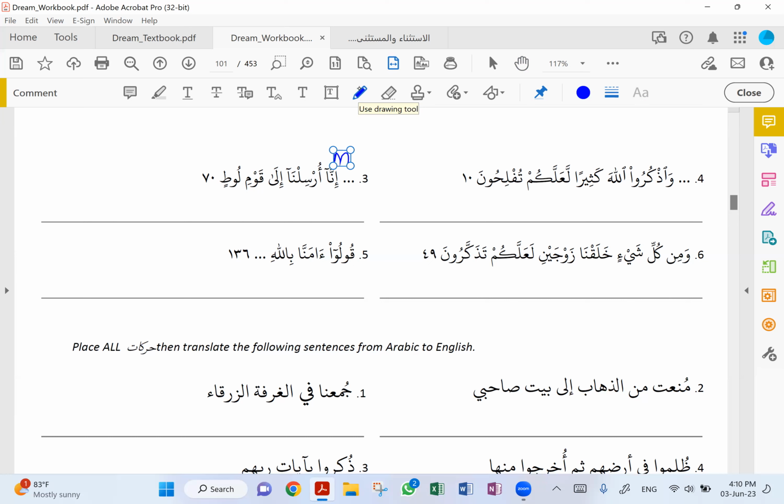Illa is harf of jar. Then Qawmi is the mudaf ilay, and then jar majroor. So the whole thing is mutaalliq bil fi'l. And of course, أرسلنا, the whole thing will be the khabar of إنا. All right. So here Allah subhanahu wa ta'ala is emphasizing three times: inna, like we, then ursilna, again we.